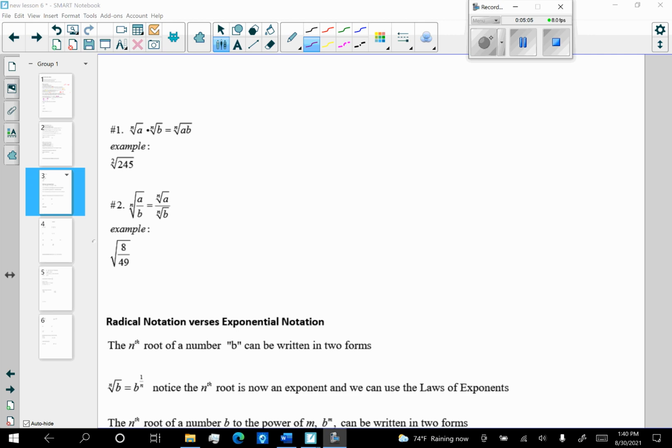If you look at page 3, you see two properties that we're going to use to simplify all roots, not just square roots, not just cube roots, but all roots. These two properties right here. The nth root of a times the nth root of b is the nth root of a times b. The nth root of a over b is the nth root of a over the nth root of b.